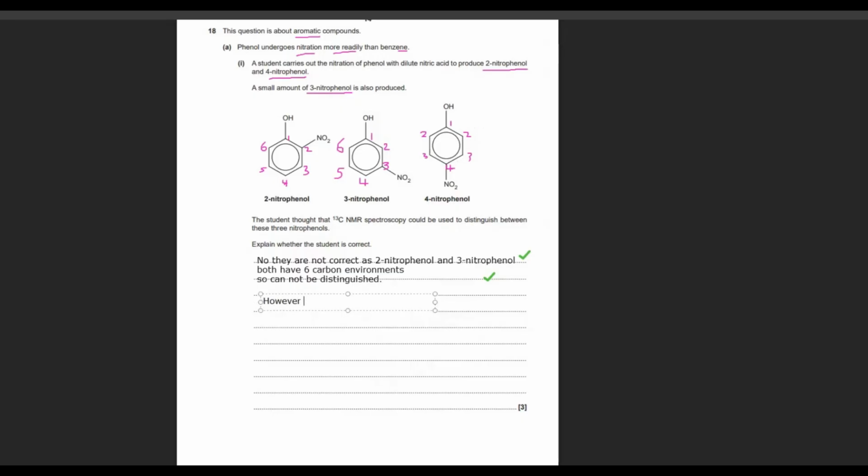So we could say the student's kind of correct, because you can distinguish 4-nitrophenol from 3 and 2. So 4-nitrophenol can be distinguished from 3-nitro and 2-nitrophenol, as it only has 4 carbon environments compared to 6 with the other 2. So the student is wrong. You couldn't distinguish them all, but you can distinguish between 4 and 2 and 3. And there we go. That's going to get you to 3 marks, guys.